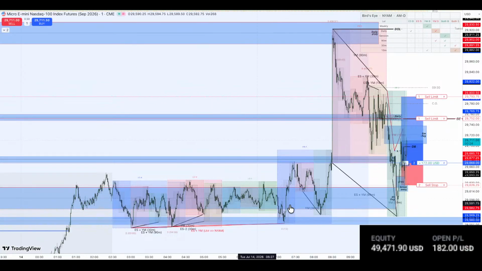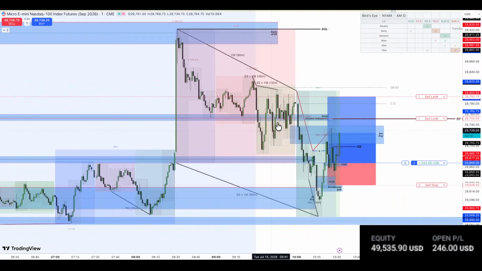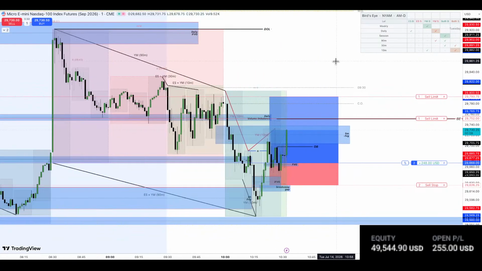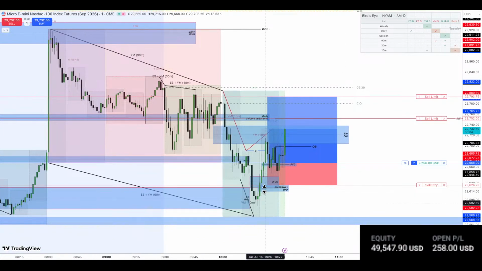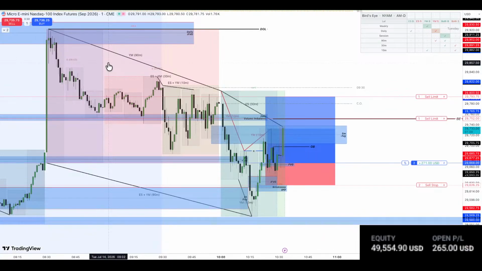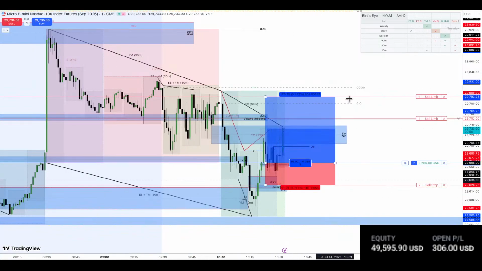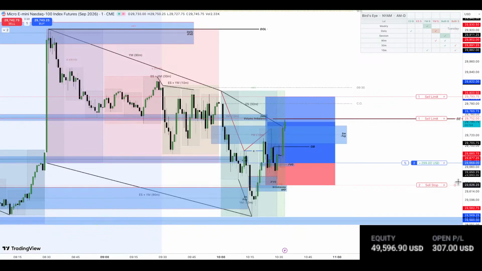If you look at the other instruments, it manipulated around here, and then price just pushed higher, continuation. So this pullback is a valid consolidation, and then this is what ICT called a Judas swing, you know, price manipulation.